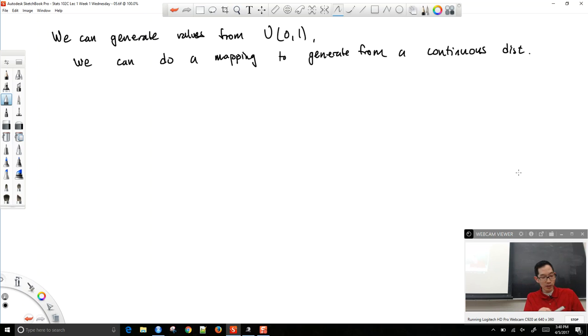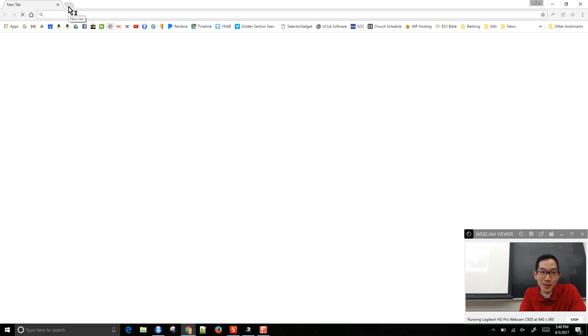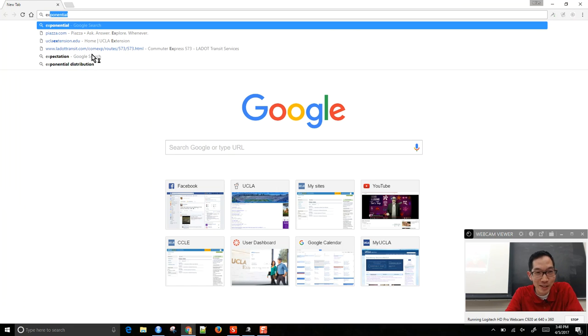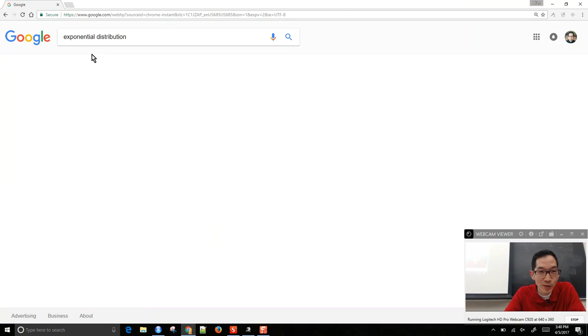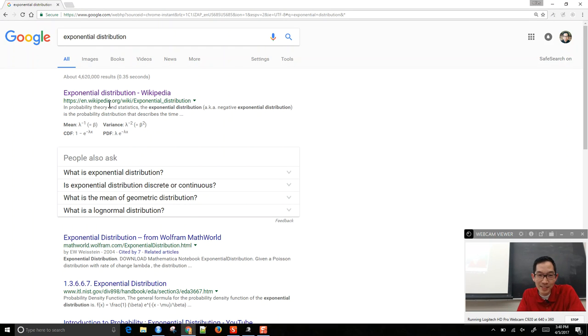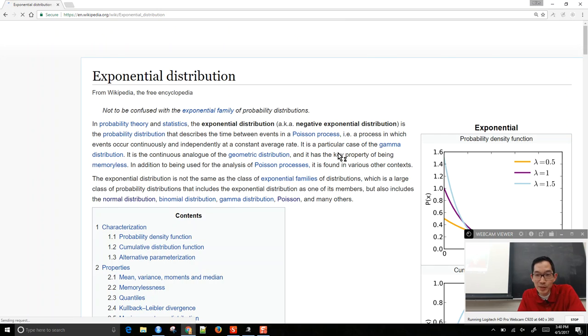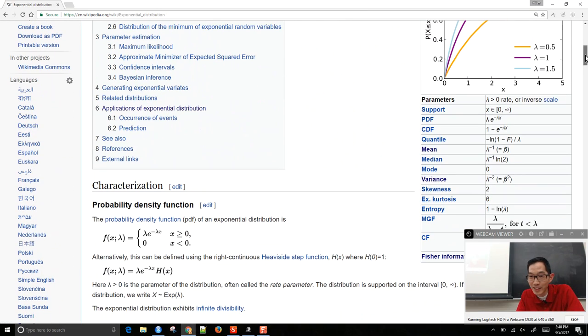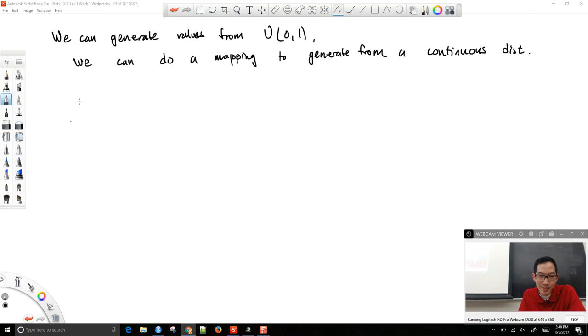The PMF is given by... I need Wikipedia. It's what? Lambda times e to the negative lambda x? Yeah. Something along those lines, right? This is our entire life, right? The exponential distribution. Here it is. Lambda e to the negative lambda x. Okay, I did have it right. All right, so that's the PMF for the exponential.